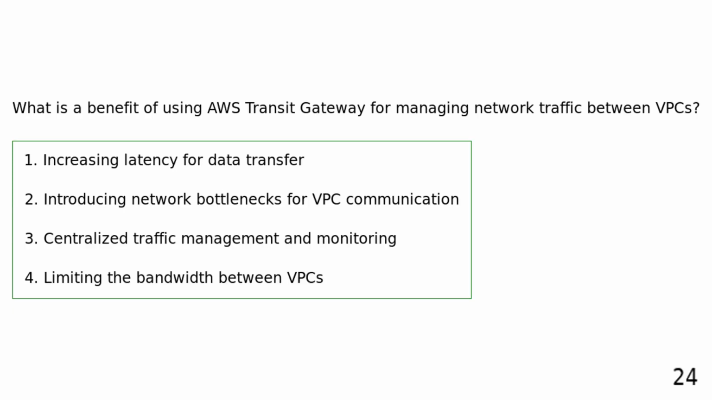What is a benefit of using AWS Transit Gateway for managing network traffic between VPCs? Increasing latency for data transfer. Introducing network bottlenecks for VPC communication. Centralized traffic management and monitoring. Limiting the bandwidth between VPCs.